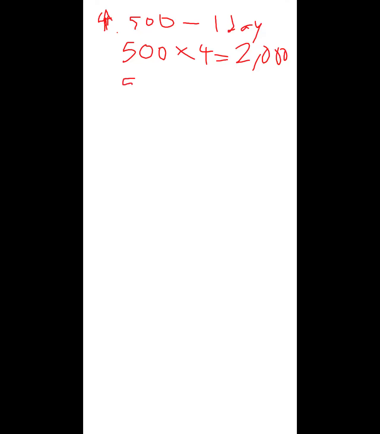Okay, so let's go to number 5. I think we're making progress. Number 5 says simplify 2x minus x plus 4x. So how did you do it?